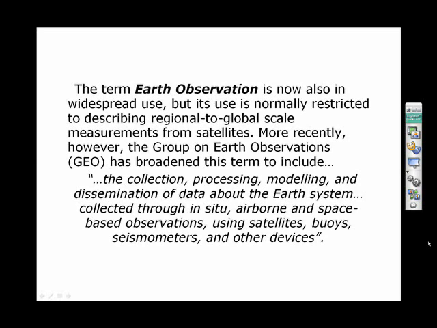However, more recently, you will come across the Group on Earth Observations, and we'll come across that in the context of this course later. And they've actually broadened the term. They're looking at the collection, processing, modelling and dissemination of data about the Earth system collected through in situ, airborne and space-based observations using satellites, buoys, seismometers and other devices. So in fact they are very broadly defining Earth observation as any kind of observation of the Earth's environment or the Earth system.